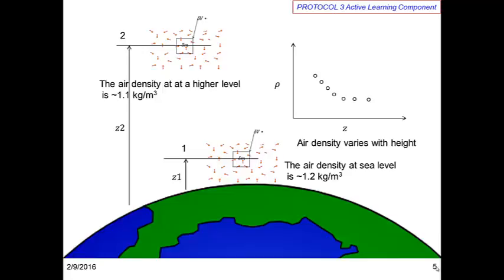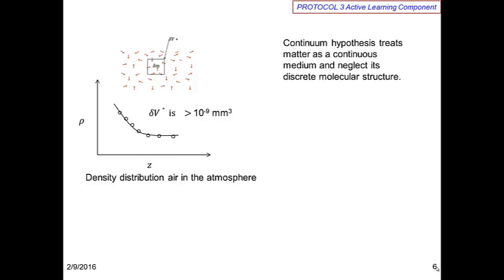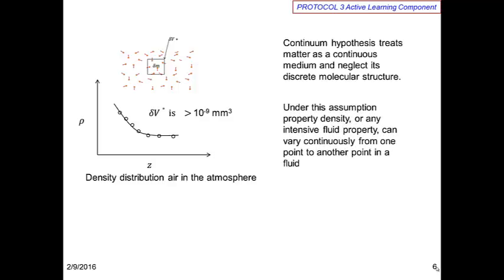This smooth variation in fluid density is made possible because we treated matter as a continuous medium, neglecting its discrete molecular structure. In this assumption, fluid is considered as continuous distribution of matter called a continuum. The continuum hypothesis treats matter as a continuous medium and neglects its discrete molecular structure.